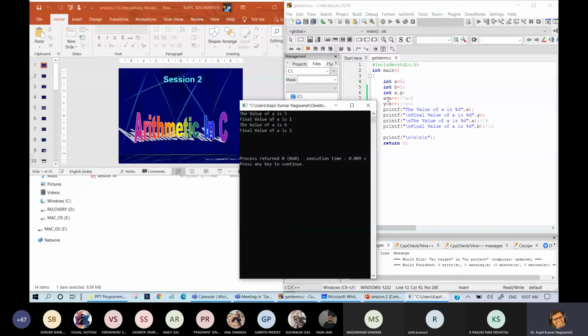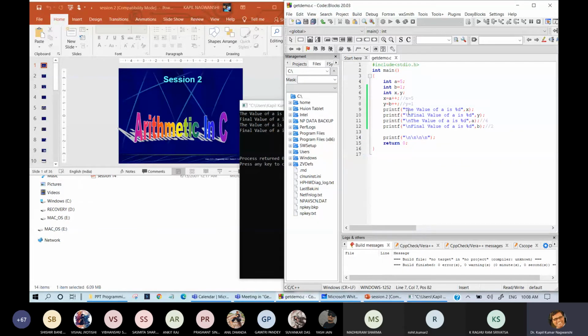It will assign value before performing any operation, and it will increment, meaning it will retain its value and then increment the value.